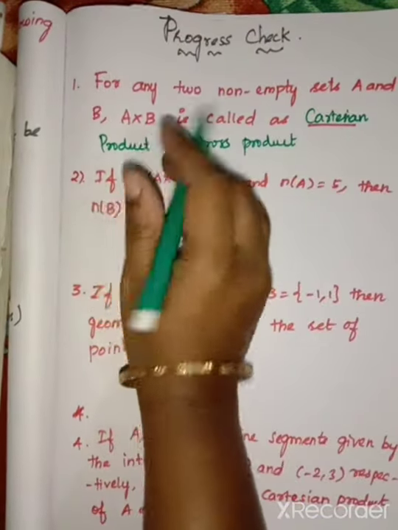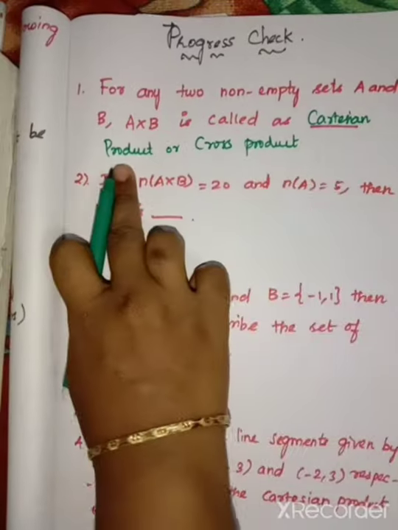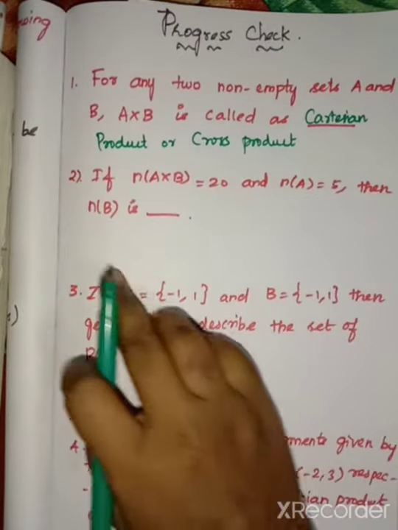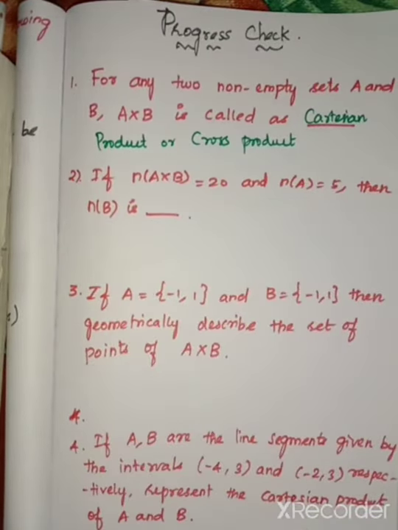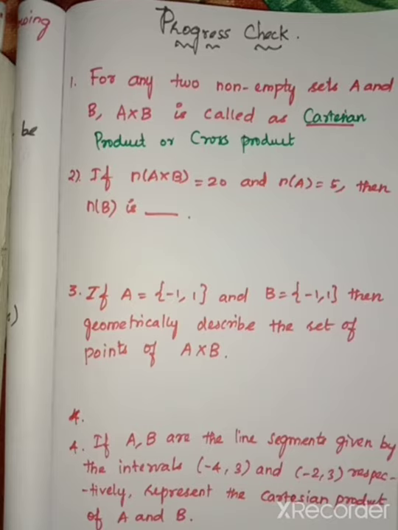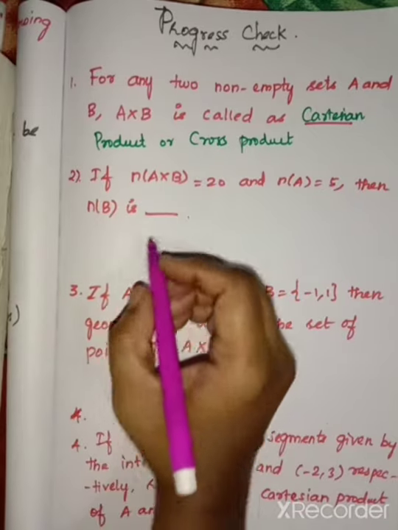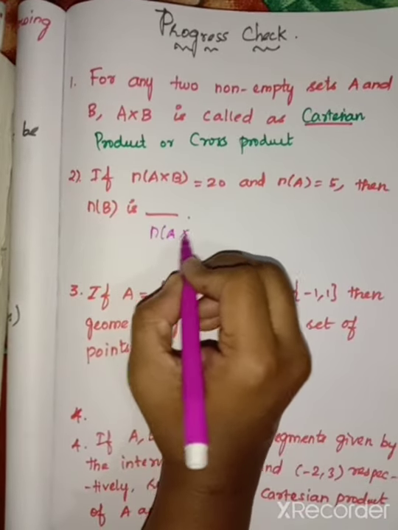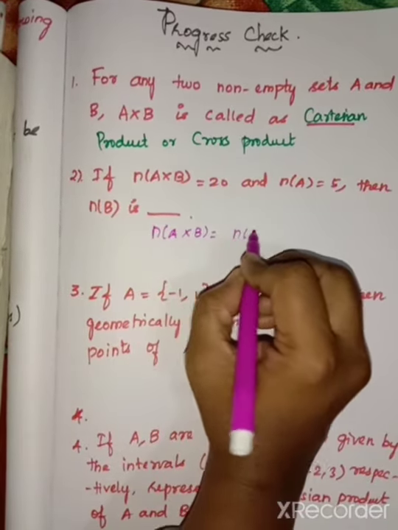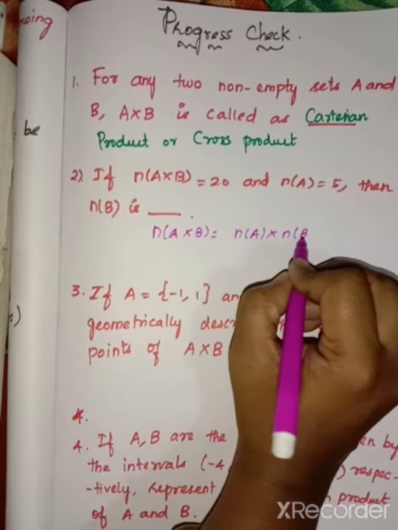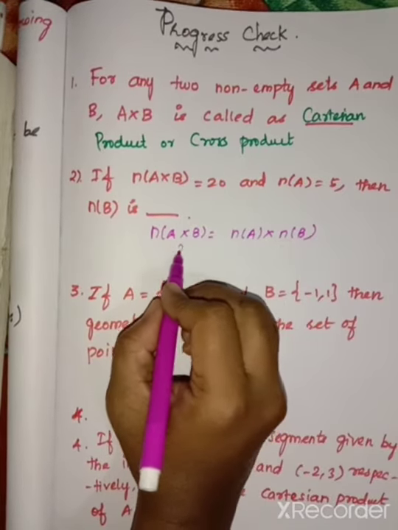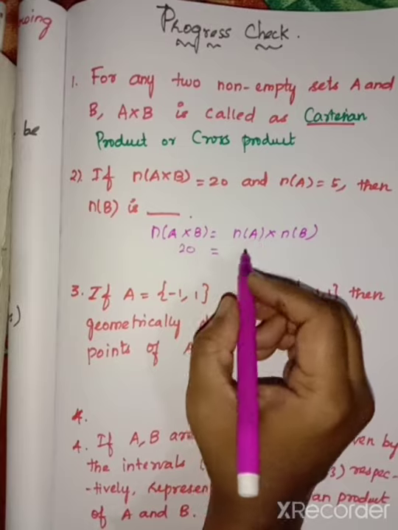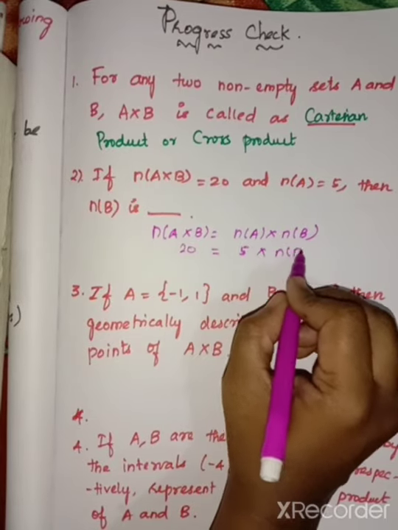Because they ask for A cross B alone, we can call it the Cartesian product or cross product. Likewise, if n of A cross B equals 20 and n of A equals 5, then we want to find n of B. We can use the formula n of A cross B equals n of A into n of B. Here n of A cross B is 20, n of A is 5. We want to find n of B.